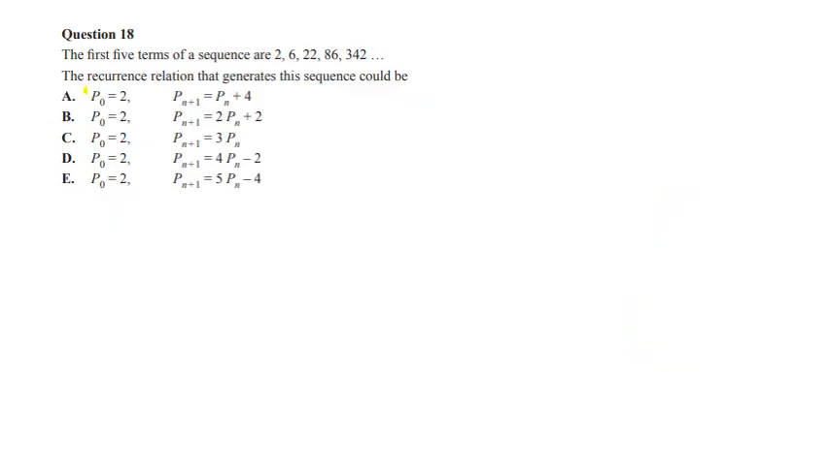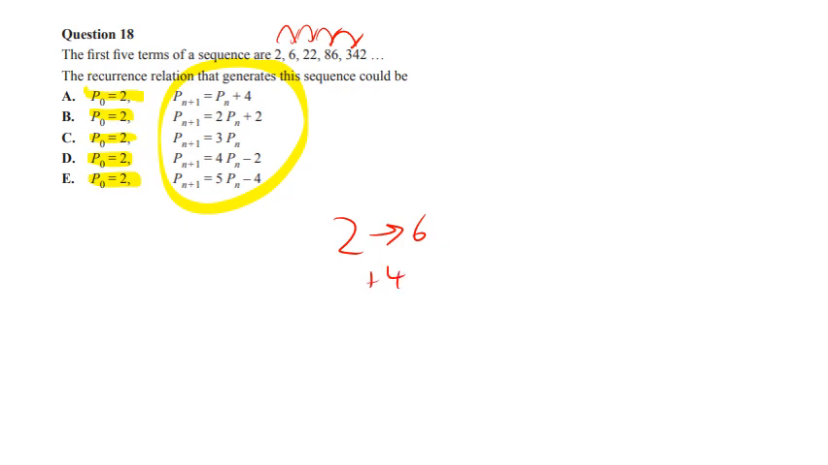First thing to note about this question, these are all the same, so we're not even going to consider looking at them. So it's just all about these ones here. And we're just trying to look at what's happening as we go from here to here, and so on. Now, it's obviously getting bigger quite fast, so there's definitely going to be some multiplying in there. 2 to 6, that is plus 4. But if we go to 22, that's not plus 4, is it?